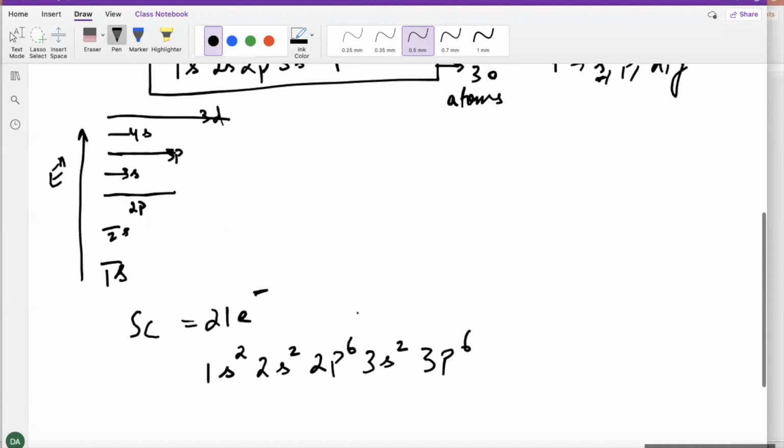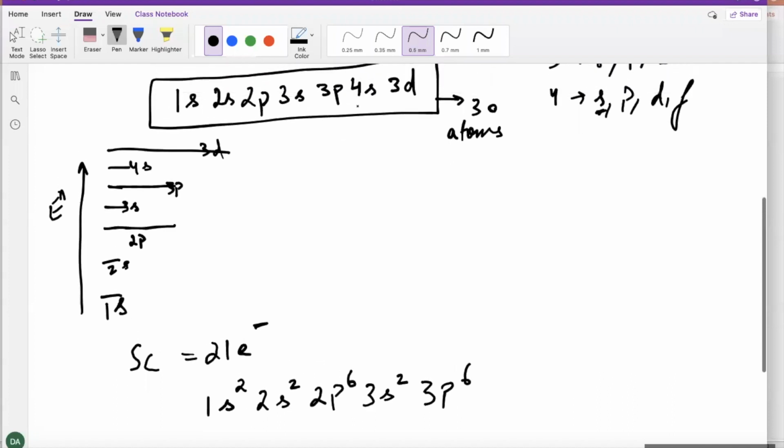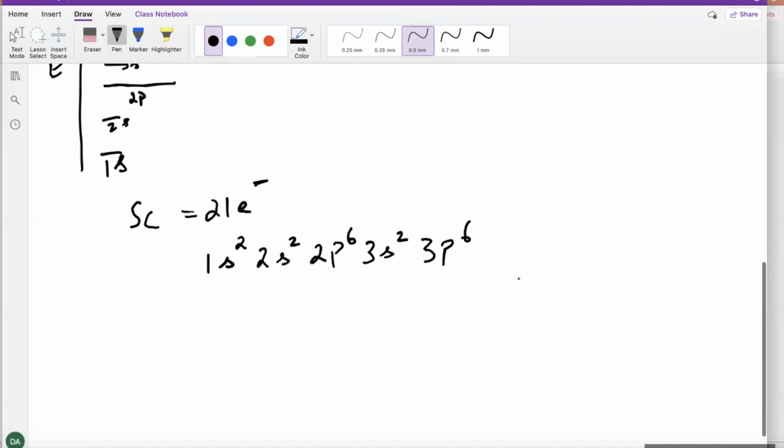So this was 10 so far. 10 plus 2, 12, 12 plus 6, 18. So we have 18 electrons. After this, guys, where do we go? Remember, after 3p, we have 4s and then 3d. So first I'll go to 4s.